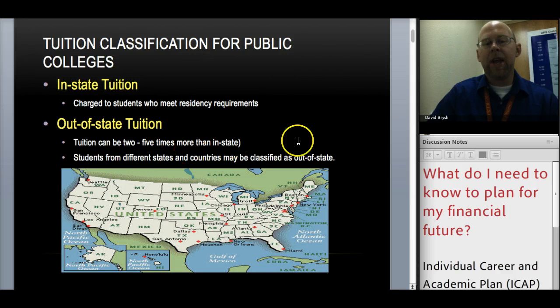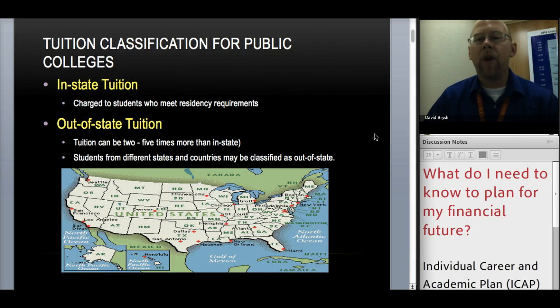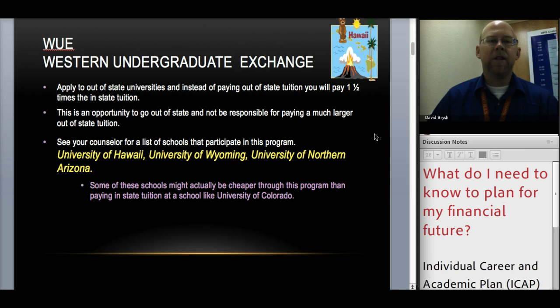Students from different states and countries can be classified as out-of-state. However, there are ways, even though you're not a resident of the state, to be classified for in-state tuition. So we'll talk about that in just a second. One of these ways is the Western Undergraduate Exchange, which really means that there are some states that say, you know what, if you come to our state in Arizona and you're from Colorado, then we'll still count you as an in-state person for tuition purposes. It sometimes works for Hawaii, it works for the University of Wyoming, so you can see some of the examples of schools here. But it's kind of an opportunity to go to a different place, but you still get to pay in-state tuition, which is pretty awesome.